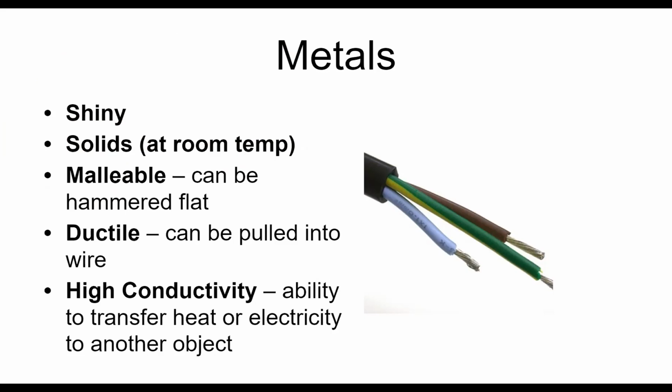There are some kind of cool exceptions, like if you've ever heard of mercury before. Mercury is one of the few metals that is liquid at room temperature. It makes this cool, shiny, liquid material when it's just sitting at room temperature. It has a very, very low melting point.